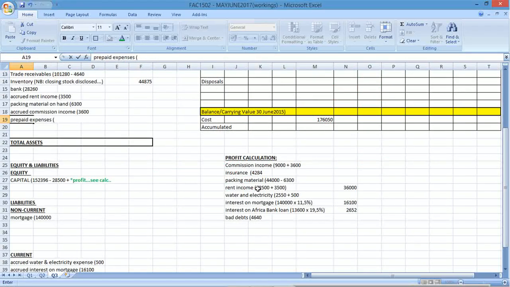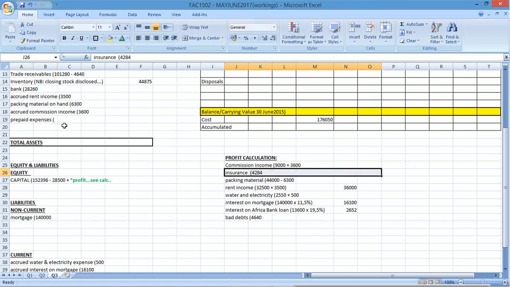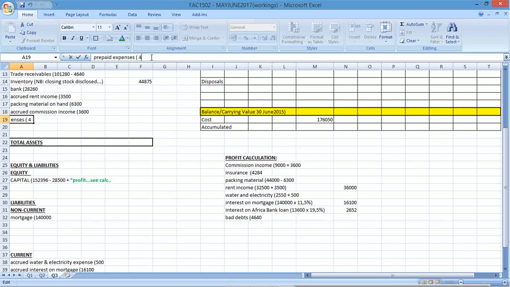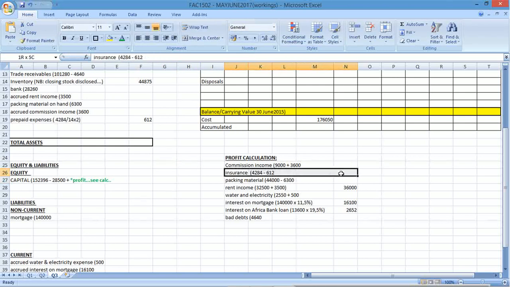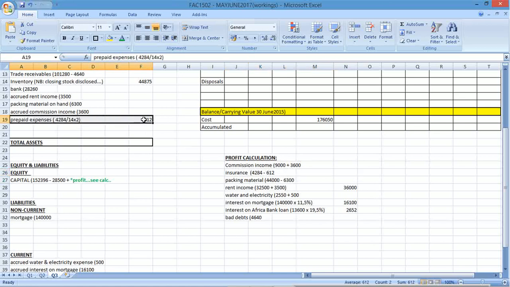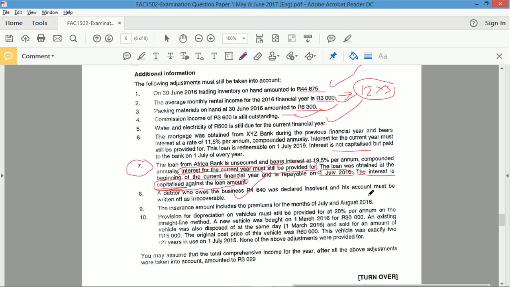So this insurance amount here is for how many months? 14 months. Do you agree? Yes. So 4284 divide by 14 times by 2. Close brackets. Gives me an answer of 612. That's the prepaid. So that minus 612. Okay, so you're taking off the prepaid insurance and you're recording the prepaid insurance, debit and credit. That's why I'm doing it this way. Okay, that's complete.